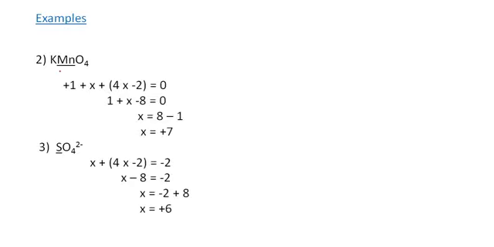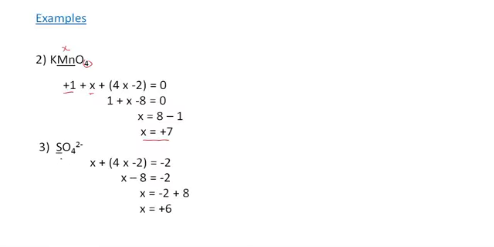In this other example, we have KMnO4, and we want to find the oxidation number of manganese, Mn. Potassium is in group 1, so the oxidation number is +1, plus x, which is what we need to find. And we have 4 multiplied by the oxidation number of oxygen, -2, and that is equal to 0. We solve for x, and we end up with x equal to +7. Notice that we don't just write 7, we have to put a plus in front of it.